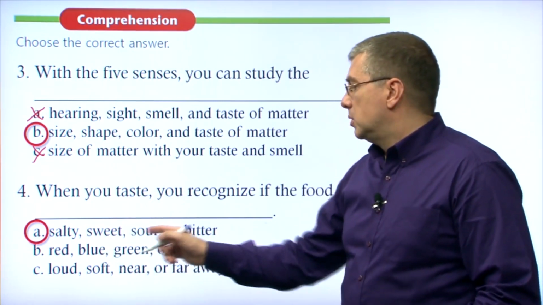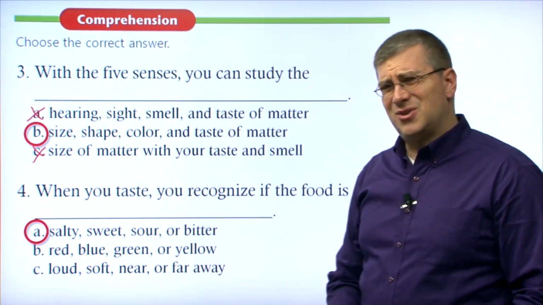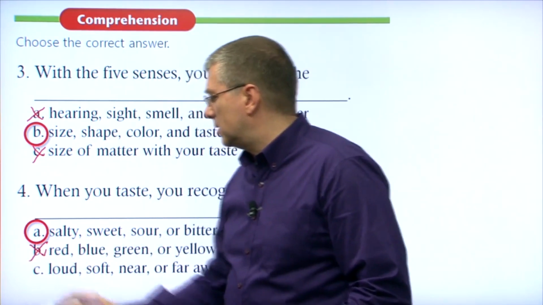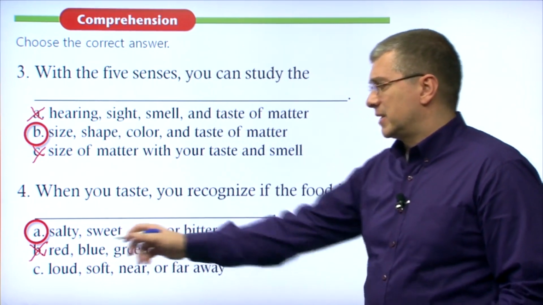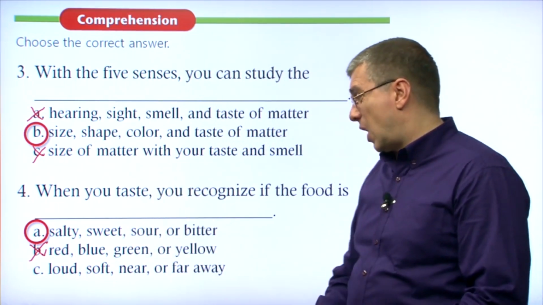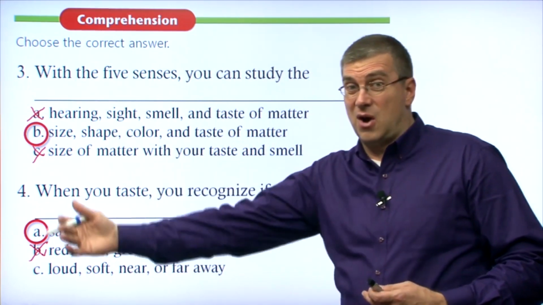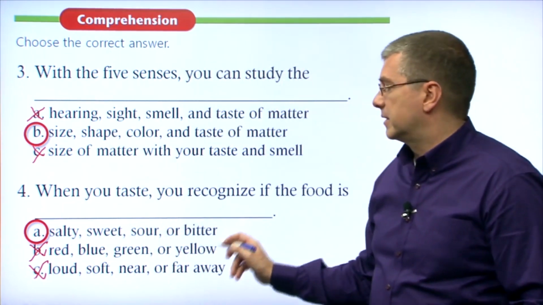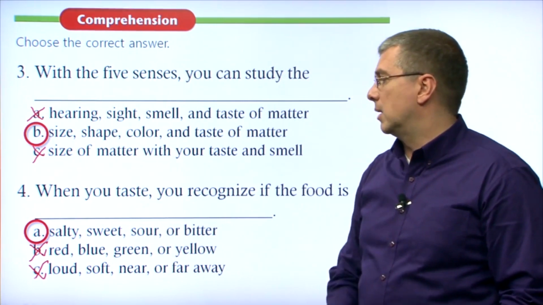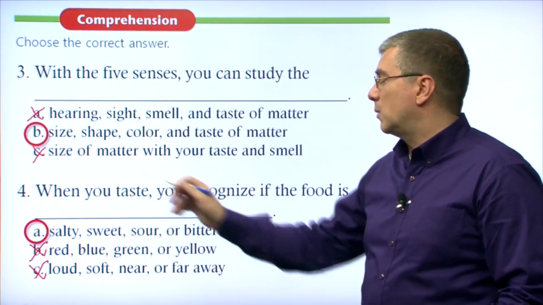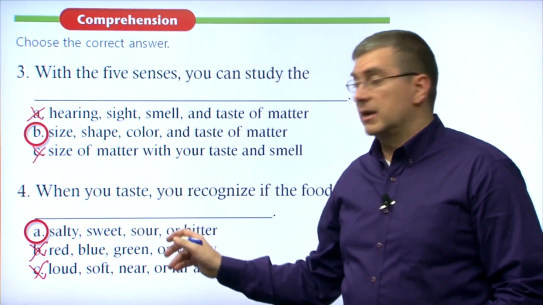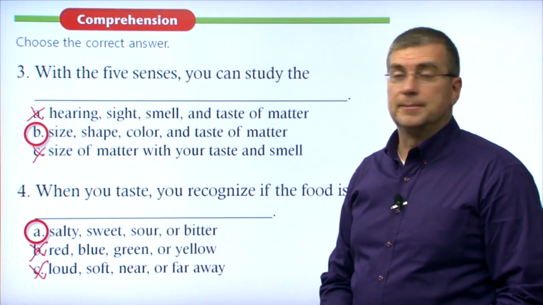B, red, blue, green, or yellow? Can you taste red? Can you taste blue? No, that's silly. That's crazy, right? You can't do that. Can you taste if something is loud, if it's soft, if it's near, or if it's far? No, that's also very silly. So these are our tastes, salty, sweet, sour, or bitter. And when we use our sense of taste, we can recognize these things about our food.